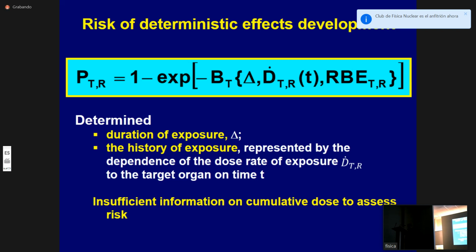Here we see P, T, and R. It's the probability or risk of developing a severe effect. Coefficient B is the function of death intensity in case of developing a severe deterministic effect, when an organ type T is irradiated with radiation of type R during a period of time from 0 to delta. Then D is dot.